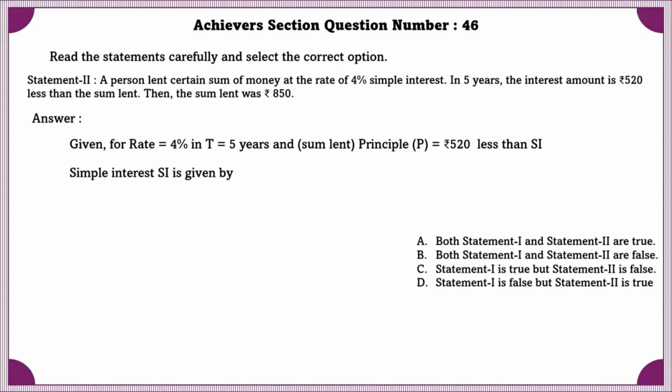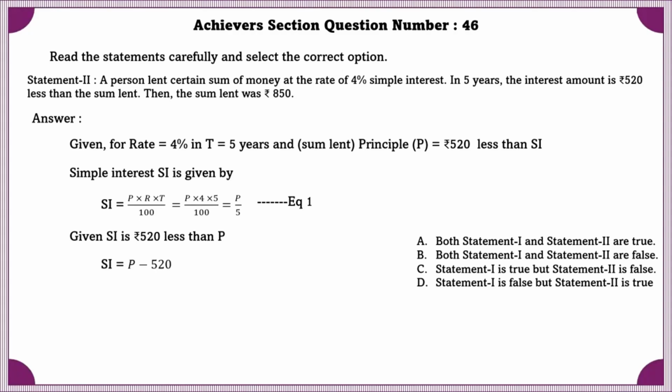Simple interest, that is SI, is given by P into R into T by 100. Now if we substitute the values of R and T, we will get P by 5. That is equation 1. Given SI is equal to 520 rupees less than P, so we can write this as SI is equal to P minus 520. Let this be equation 2.